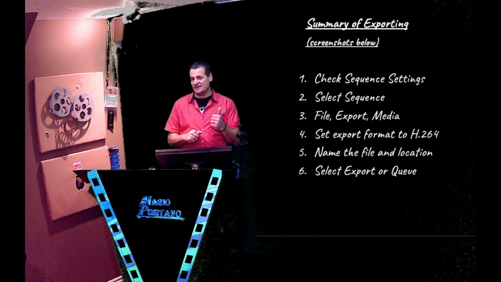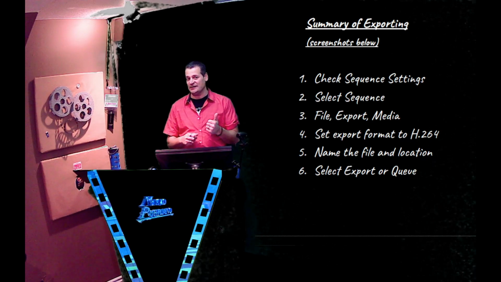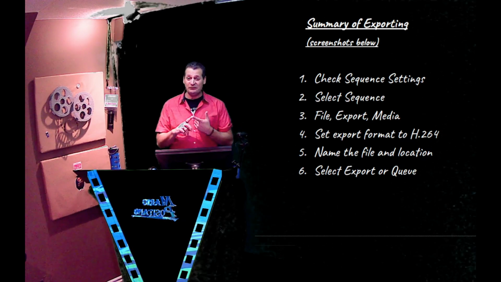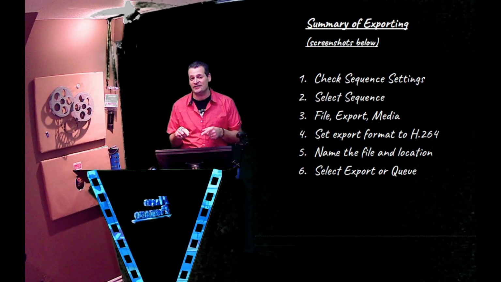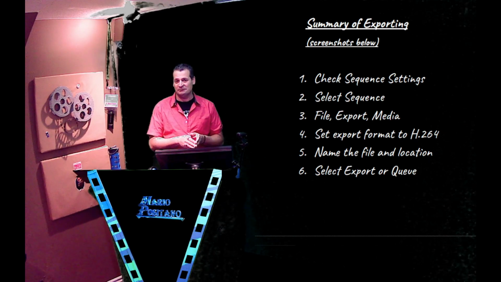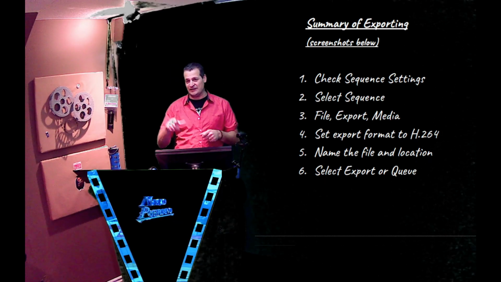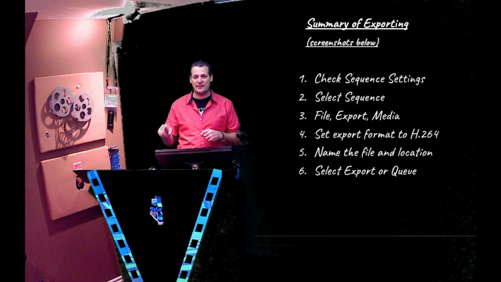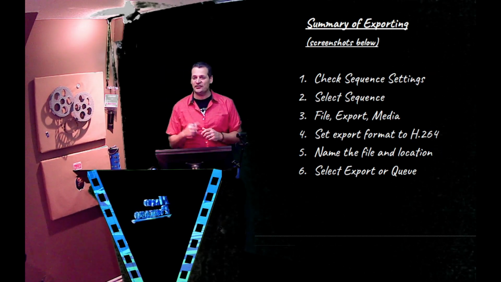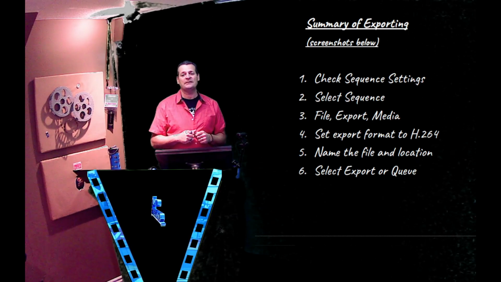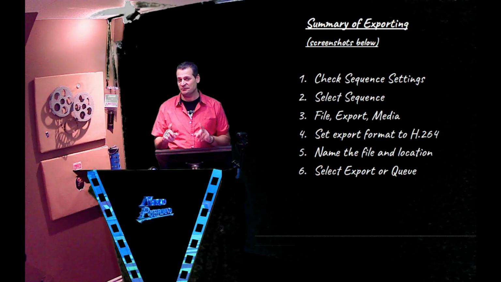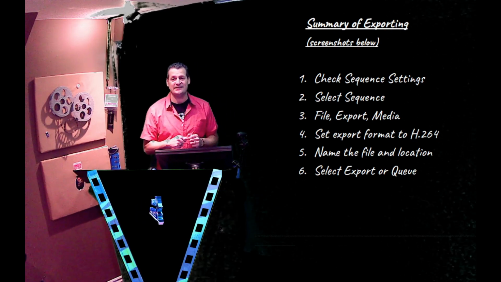First, we're going to check the sequence settings to make sure that the quality is correct in our sequence before the export. Then we're actually going to select that sequence to tell Premiere, hey, this is what I want to export. Then we do the good old File, Export, Media from the top File menu. We set our compressor to H.264, and that'll automatically set the container to MP4. So that's automatic, which is kind of nice.